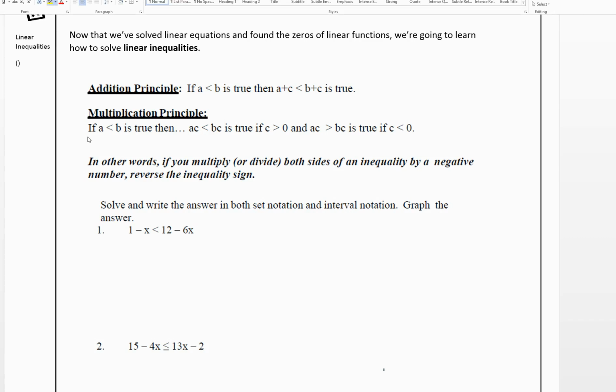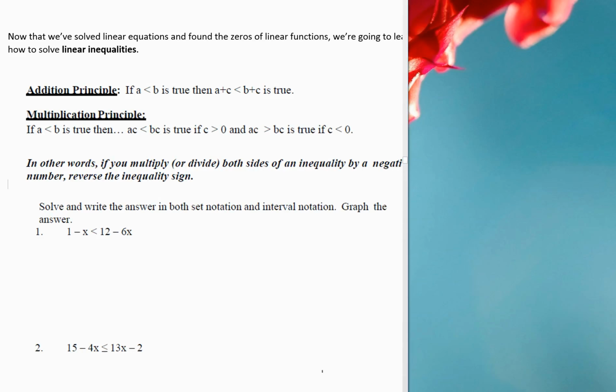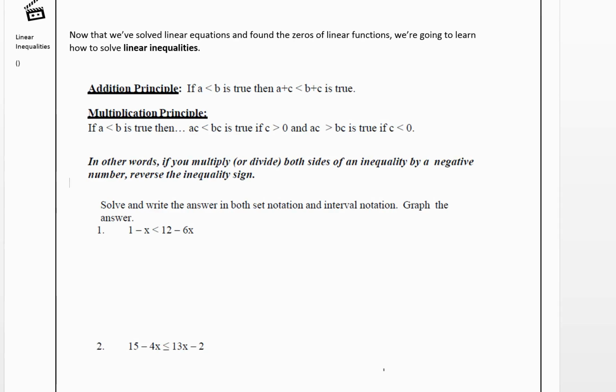Now, when we multiply, we have to be very careful. If we're multiplying or dividing both sides by a positive number, everything stays the same. The thing that changes is that if we're multiplying or dividing by a negative number, then we have to switch the inequality sign, okay? That's what this reminds us of right here. So if you multiply or divide both sides of an inequality by a negative number, you have to reverse the inequality sign. You're going to just switch which way it's facing.